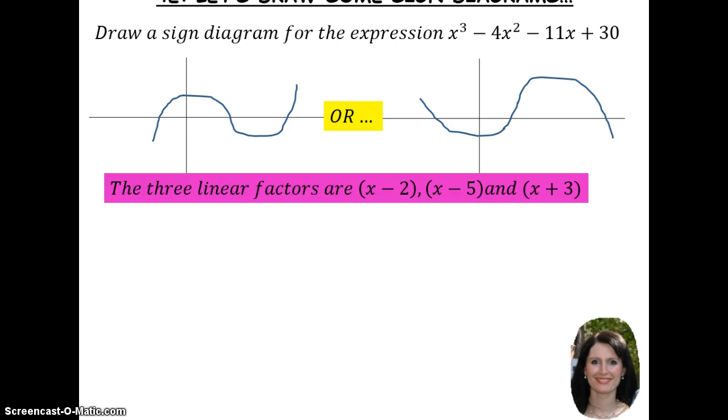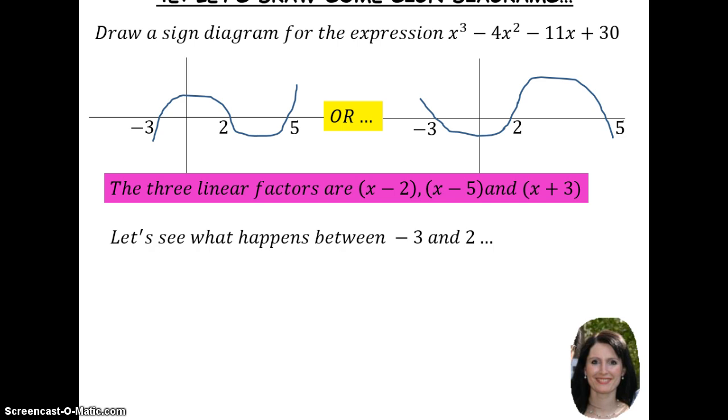Let's see what happens between negative 3 and 2. We can see that there will be a y-intercept in there. So you could find the y-intercept in order to see that, and that's what we're going to do. I'm going to substitute 0 into x. So 0 cubed minus 4 times 0 squared minus 11 times 0 plus 30 equals 30.